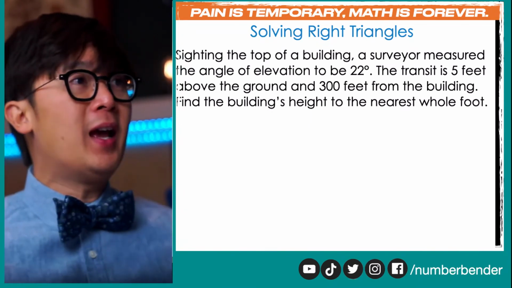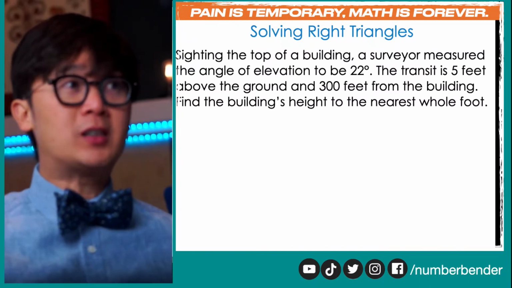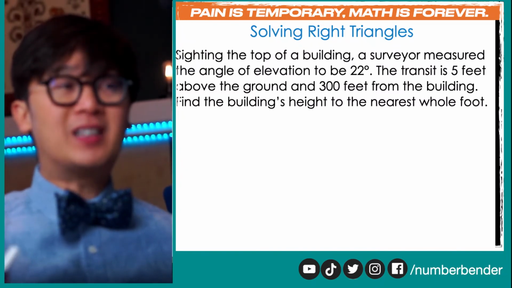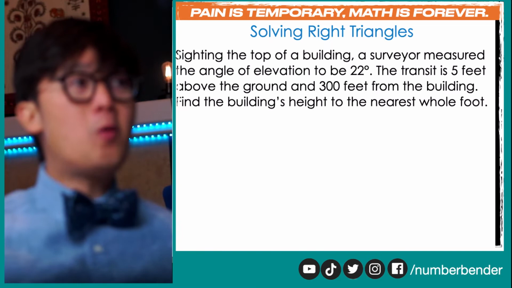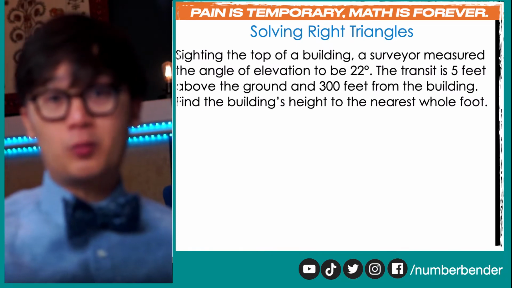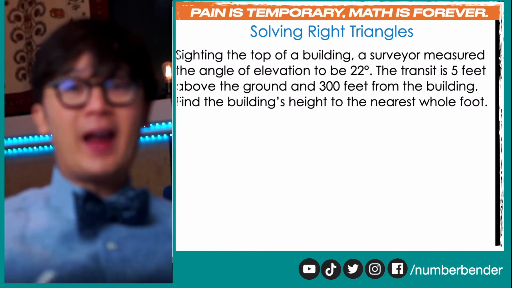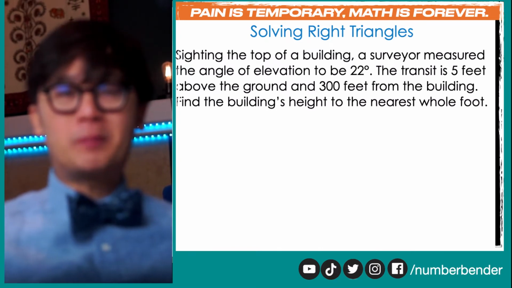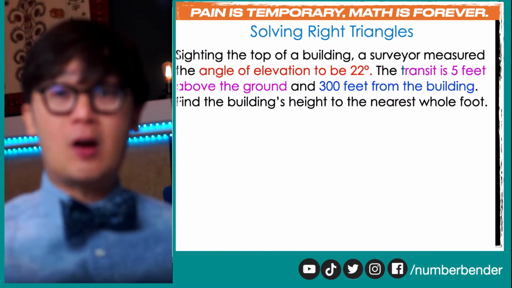So here, sighting the top of a building, a surveyor measured the angle of elevation to be 22 degrees. The transit is 5 feet above the ground and 300 feet from the building. How tall is the building to the nearest whole foot? That is what we're going to be measuring, the height of the building. In this particular word problem, it will be a little easier because the diagram is given in our word problem.